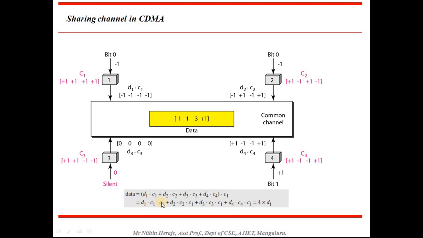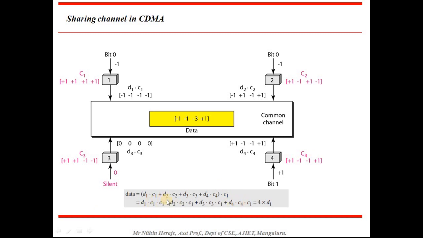Here two same codes are being multiplied, so you get the value as n, that is, n is 4, and d1 is as it is. And here, if you look at this, two different codes, so the value is 0, so 0 into 0 is 0. Here also two different codes are 0, 0 into anything, that is d3, it is 0. Here C4 into C1 is 0, so d4 into d4 is also 0. So all these three terms you get as 0.